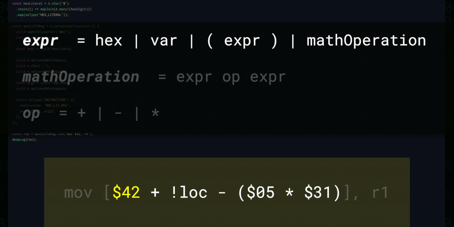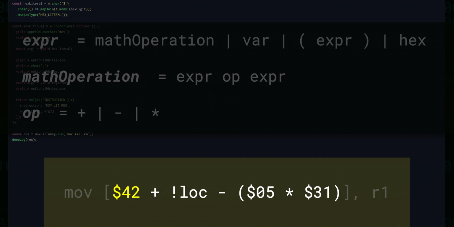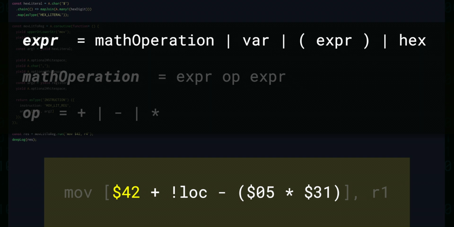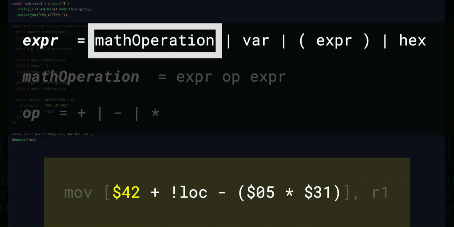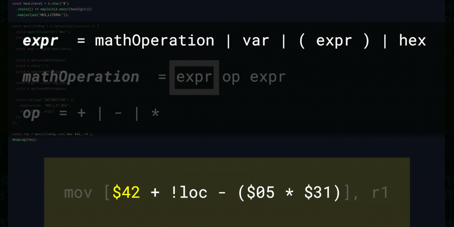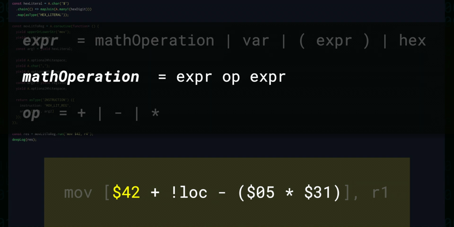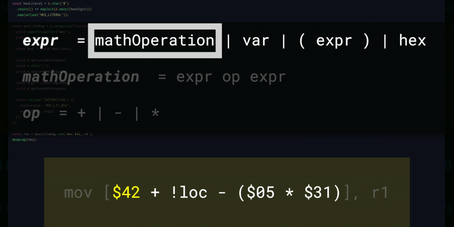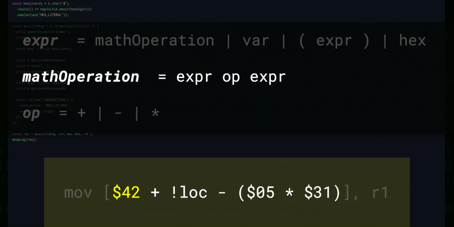Now, we can try to fix this by putting the math operation as the first check instead of hex. Let's try again. We try to parse the expression. Okay, first we need to get a math operation. And the first part of a math operation is an expression. Let's check if it's a math operation. Of course, the expression part comes first, so we'll have to match that. So now let's see if we can get a math operation. Okay, I think you can probably see what the problem is here. No matter what we try to do with this recursive definition, how we rearrange these elements, we're going to run into ambiguities that we simply can't resolve.